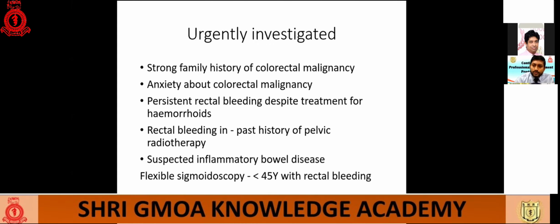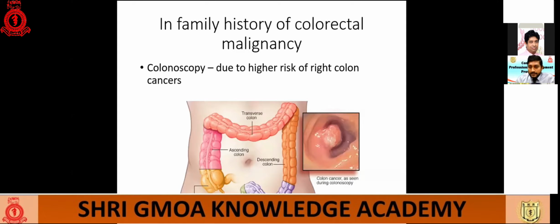Usually in patients less than 45 years, flexible sigmoidoscopy is enough to assess for rectal bleeding. But for patients who have a family history of colorectal cancer, we should do a colonoscopy.